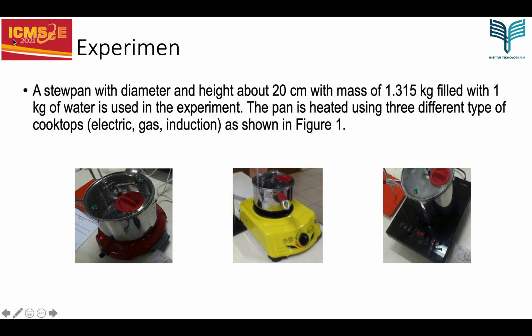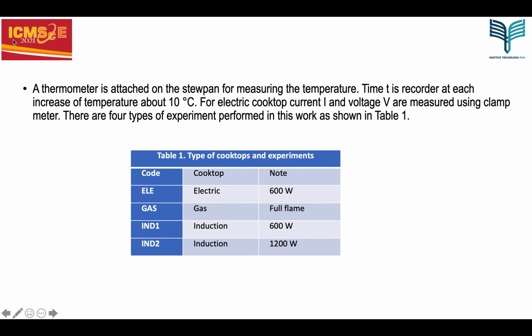Experiment: a stew pan with diameter and height about 20 cm and mass of 1.315 kg, filled with 1 kg of water, is used in the experiment. The pan is heated using 3 different types of cooktops: electric, gas, and induction, as shown in figure 1. A thermometer is attached to the stew pan for measuring the temperature. Time t is recorded at each increase of temperature of about 10 degrees Celsius.